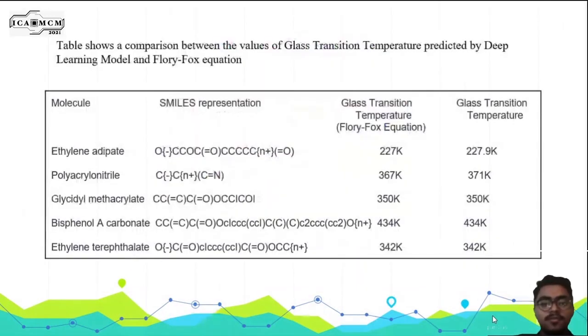Now, as you can see here, the third column shows the calculation of the glass transition temperatures from the Flory-Fox equation, and the fourth column shows the glass transition temperatures that have been predicted by our model. It can be seen that the differences between the two methodologies are nominal, and this can be justified by the 92% accuracy which has been achieved by our model.